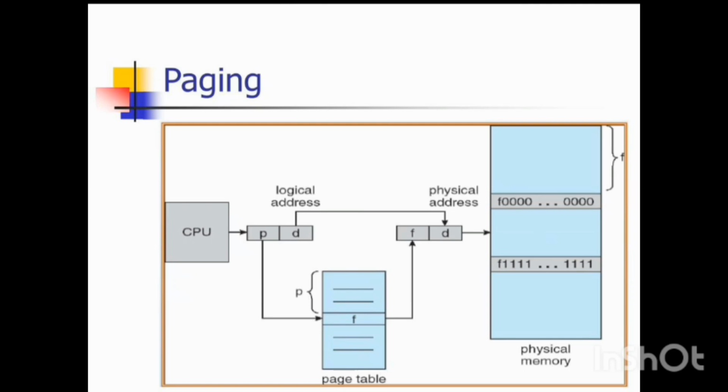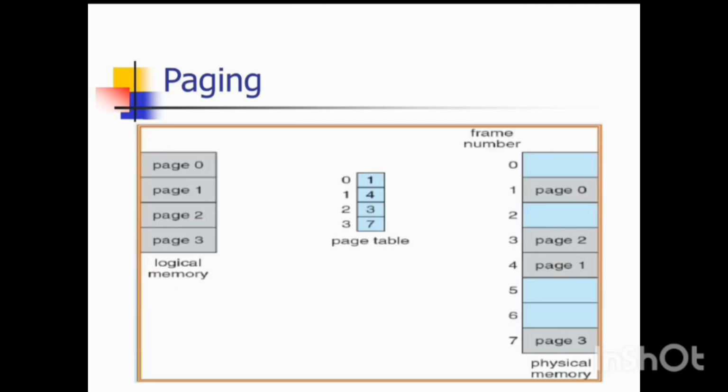First, the CPU creates a logical address, divided into two blocks, P and D. The logical address is connected to the physical address through F and D, and P is connected to the page table. P indexes the page table, and the physical address points into physical memory. The next diagram shows logical memory, page table, frames, and physical memory.